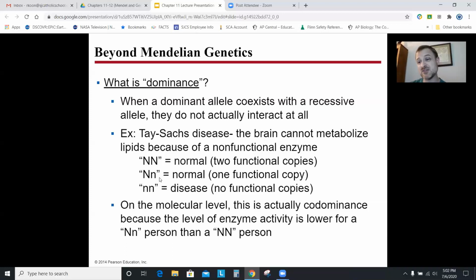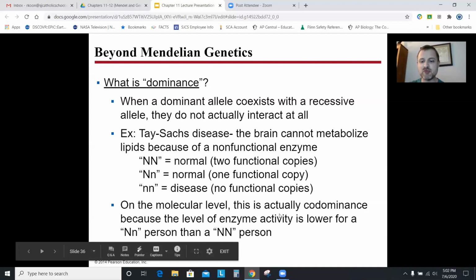Sickle cell anemia is another example. If you're a carrier for sickle cell anemia, half your red blood cells are faulty, but you have enough that are correct that you don't have the disease. But you still make some hemoglobin that's the wrong shape, okay? This last point, I want to read out loud. On the molecular level, this is actually codominance because the level of enzyme activity is lower for a big N, little n person than a big N, big N person. That needs to make sense to you, very clear. That explains what dominance actually is.